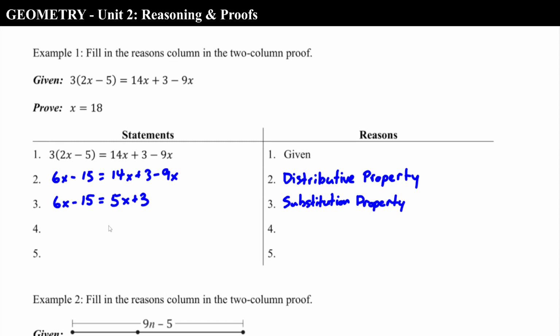All right, now we're going to subtract 5x from each side. And in doing so, we used the subtraction property of equality.